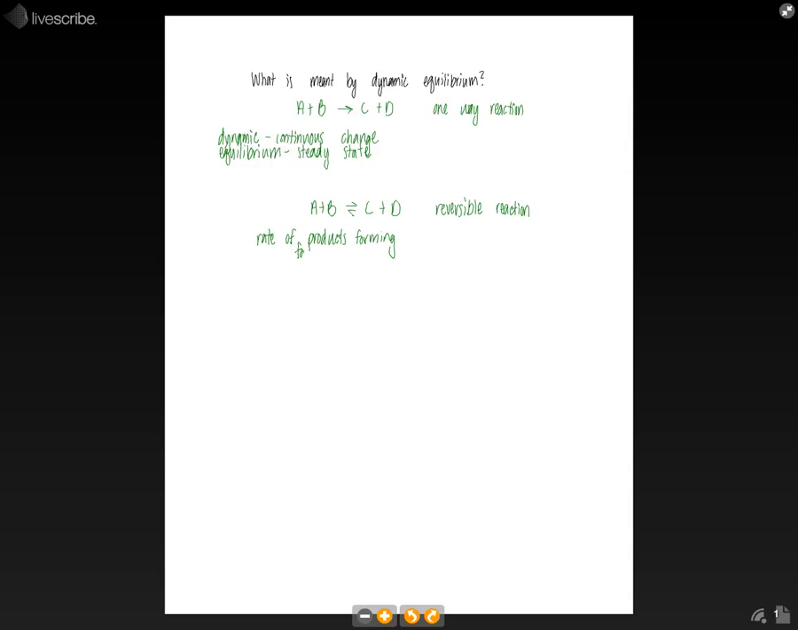which is our forward reaction, is equal to the rate of reactants forming, which is our reverse reaction.